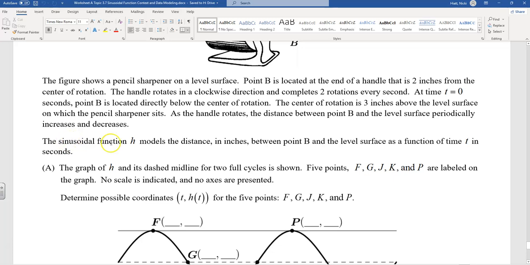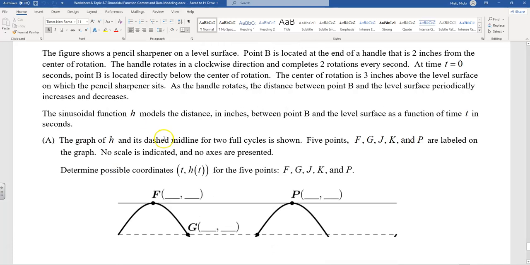So the sine function h models the distance in inches between point B and the level surface as a function of time t in seconds. The graph of h and its dashed midline for 2 full cycles is shown. 5 points F, G, J, K, and P are labeled on the graph. No scale is indicated and no axes are presented. Determine possible coordinates (t, h of t) for the 5 points F, G, J, K, and P.